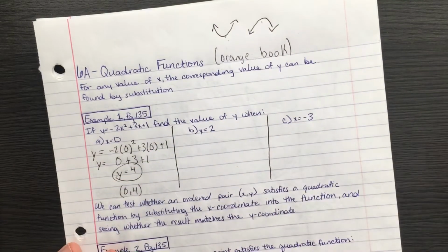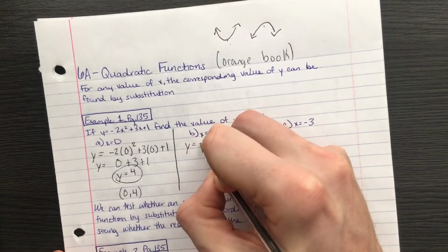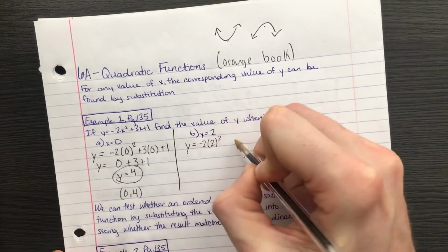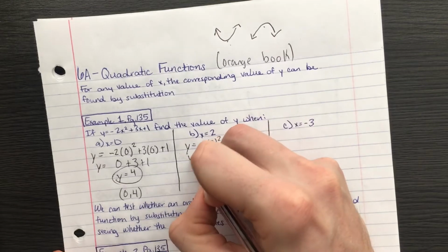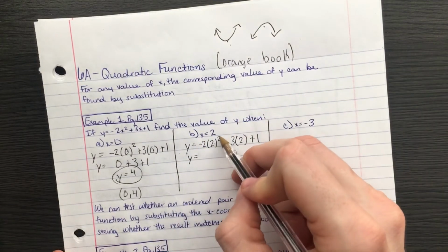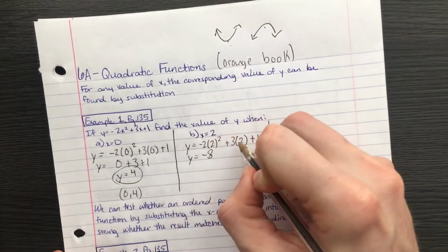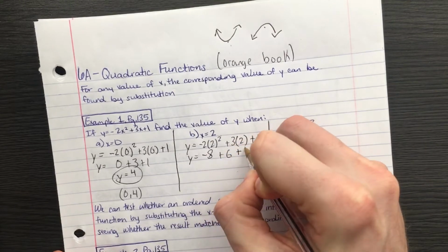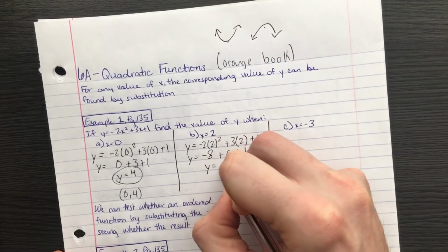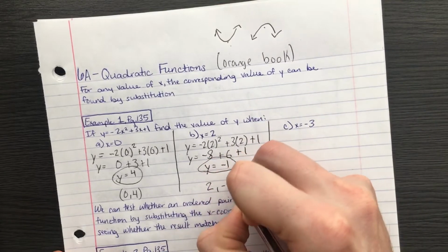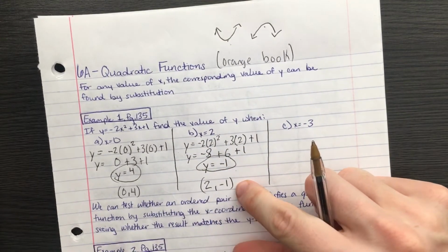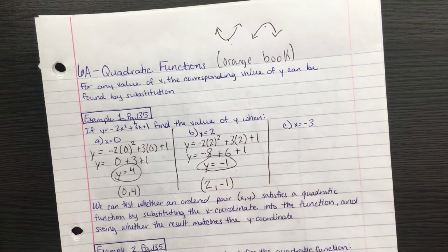We can do the same thing for 2. We'd say, all right, that's negative 2 times 2 squared plus 3 times 2 plus 1. Negative 2, let's see, 2 squared is 4. That'll be negative 8 plus 6 plus 1. That'll give us the y value of negative 1, which gives us a coordinate of (2, negative 1).